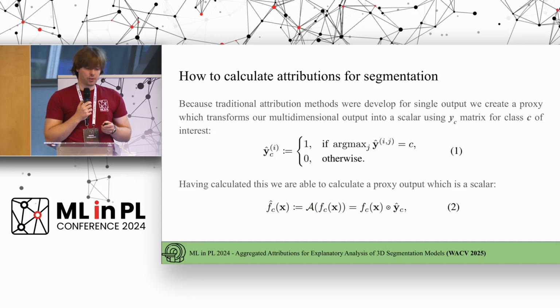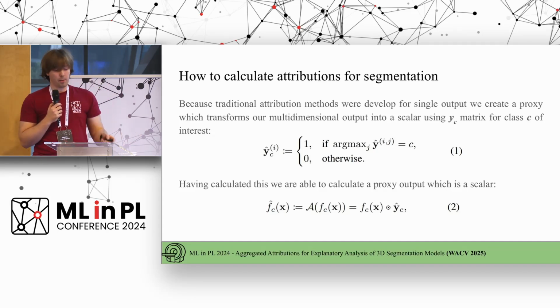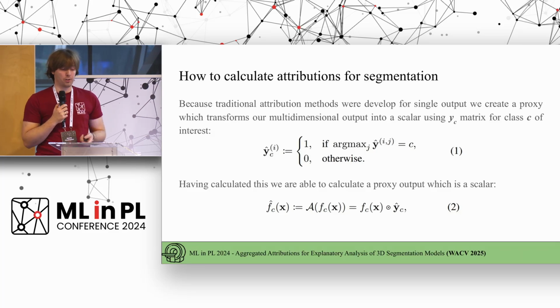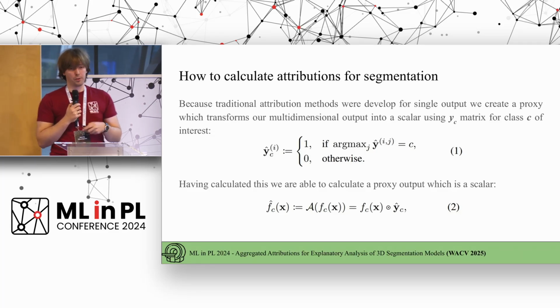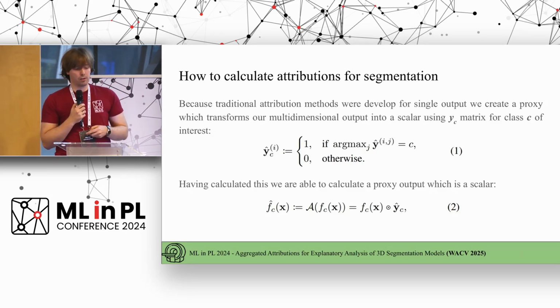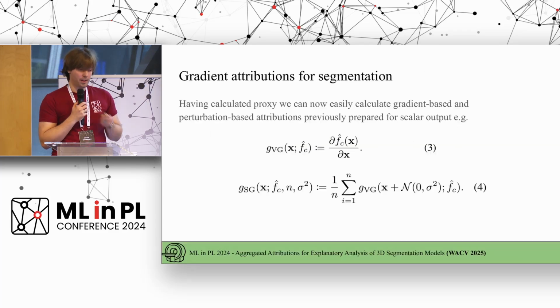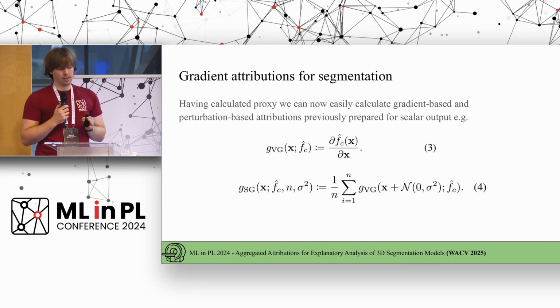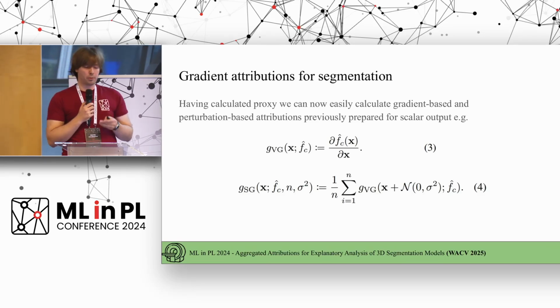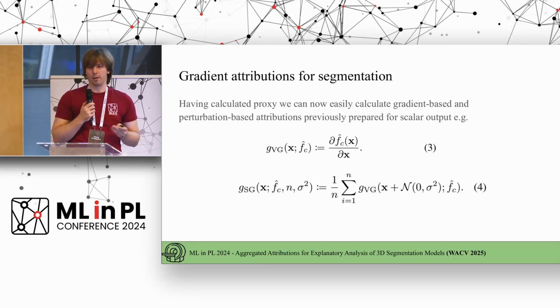Of course, maybe it could be done better. So this is one of the parts where you can try to work on this problem, how to go from this multidimensional output to a single dimensional output. So this could be future work for us. Okay, so now an idea. By having this proxy, as you can see, if you remember SmoothGrad or vanilla gradient, the calculation of these attributions is really straightforward.